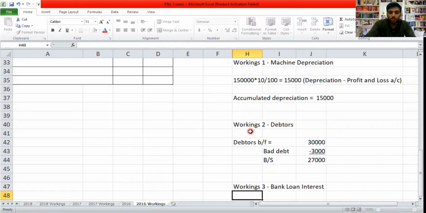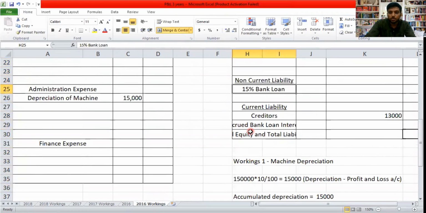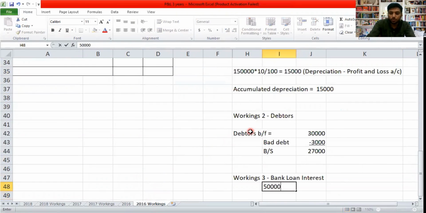So as you all know, how much is the bank loan amount we got? 50,000. So 50,000 into 15%. Give me a second. Is it 50,000? I want to see it again. 50,000 into 15%. I mean, 50,000 into 15% will give you 7,500. Right? So 7,500 is the amount which you should pay.